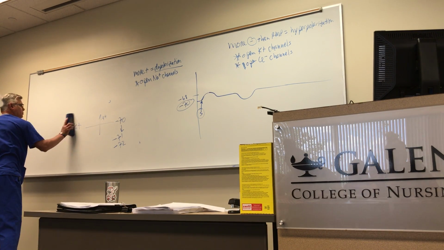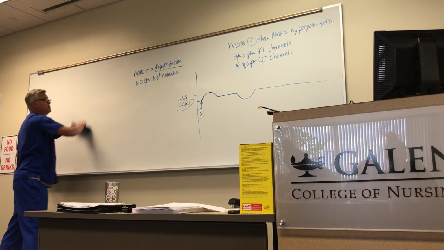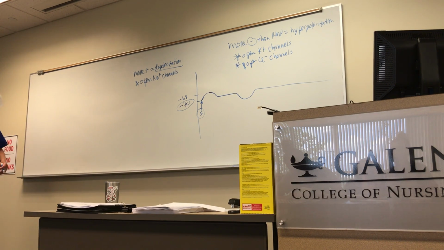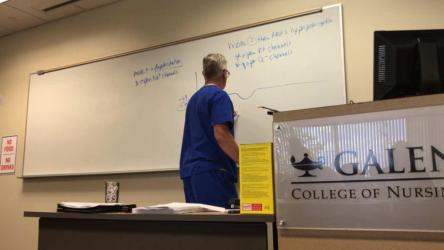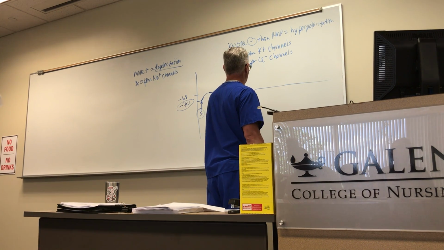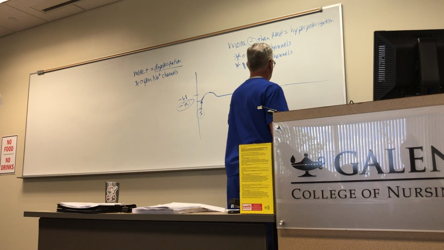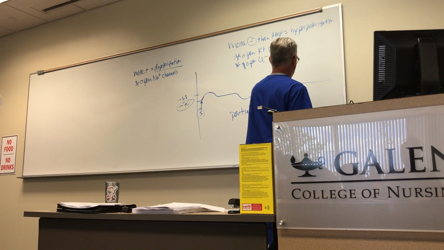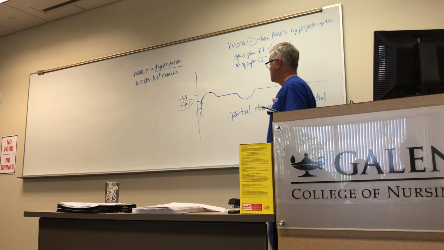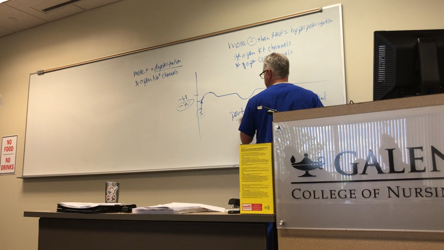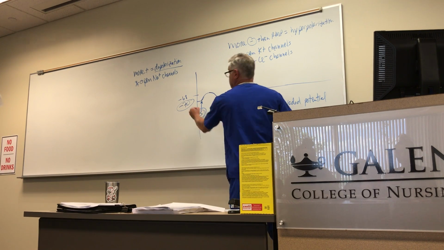If I do this just a little bit, like this, and I don't get a great big change, and it just kind of goes back to normal, those are referred to as graded potentials. It's a partial change, but it stops. So a partial change is a graded potential. How big this change is going to be depends on how strong this stimulus is in the beginning.